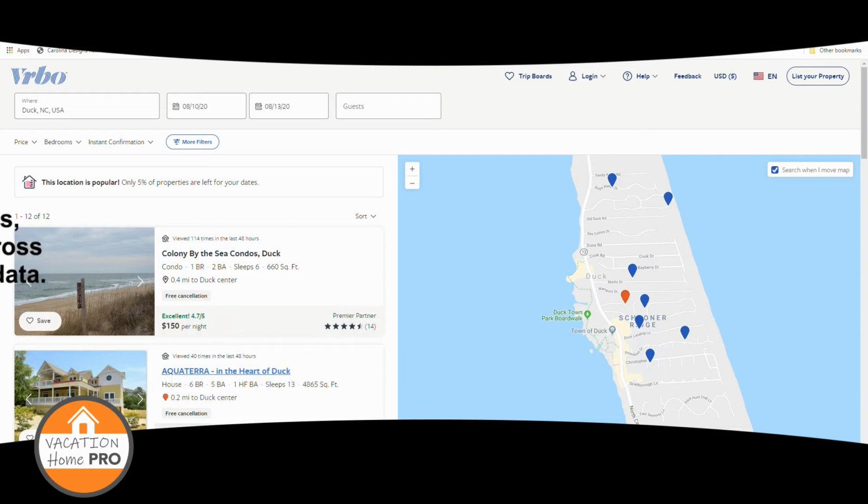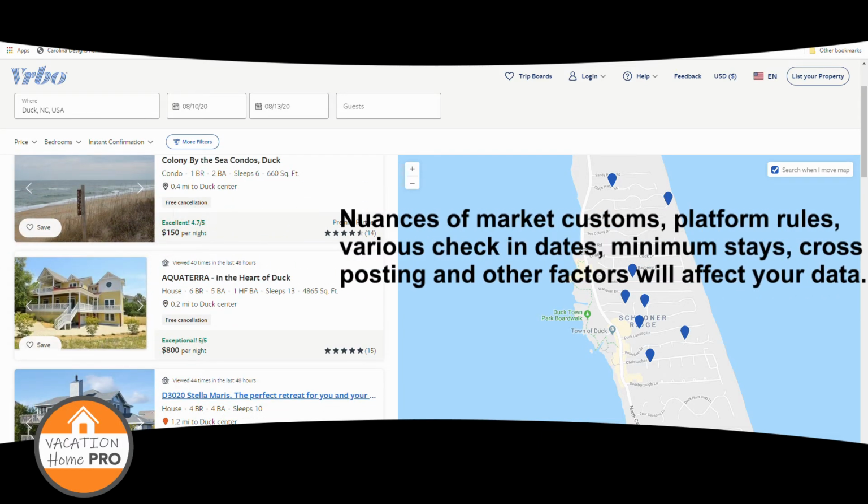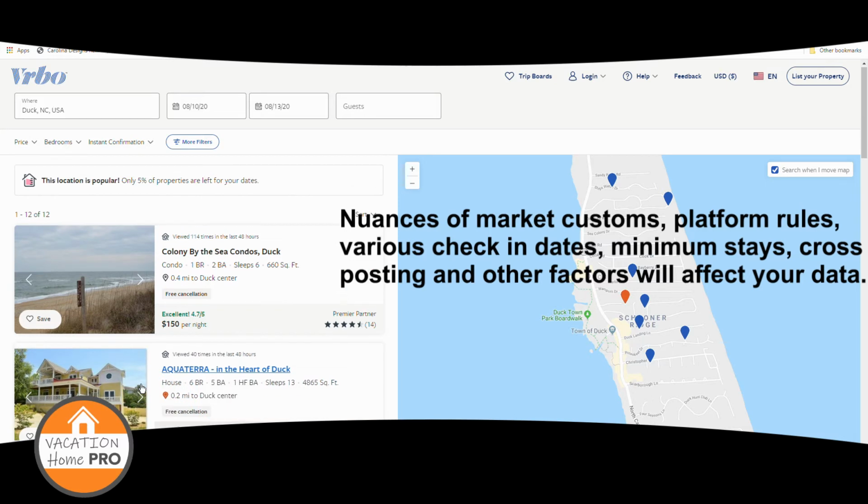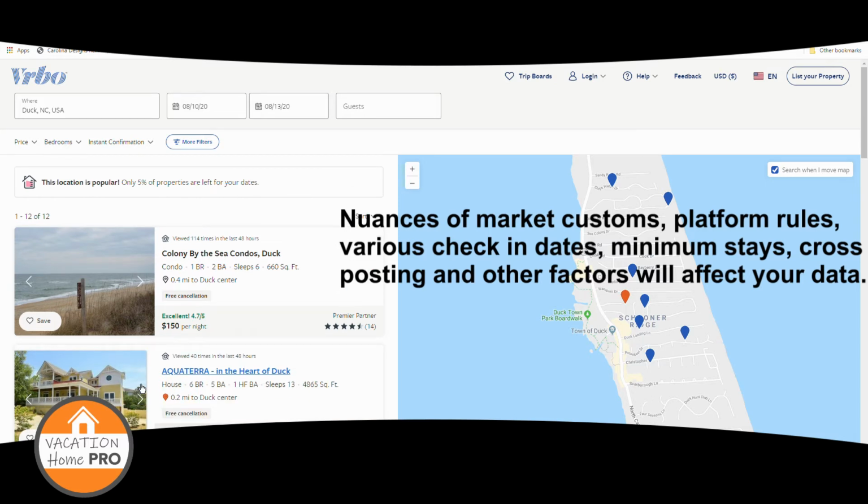So if you actually go and look at these properties, many are cross-posted from traditional property management companies. So the key thing here is to really understand your data set and understand why the numbers come up based on the market, based on the platform, based on cross-posting, based on minimum rental stays.